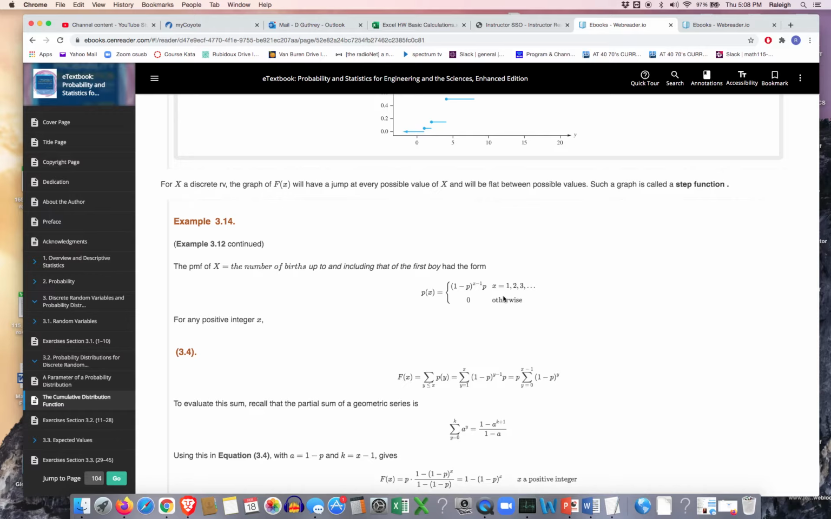We actually looked at this already, but x is only allowed to be the number of births up into and including that of the first boy. It has to be positive integers: 1, 2, 3, 4. There actually is no limit on this, although practically speaking, it would be nearly impossible to get like 50 on these. It would be hard to believe, but technically speaking there is no limit there, so it's kind of an infinite series.